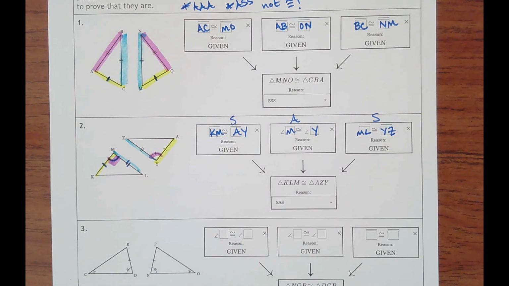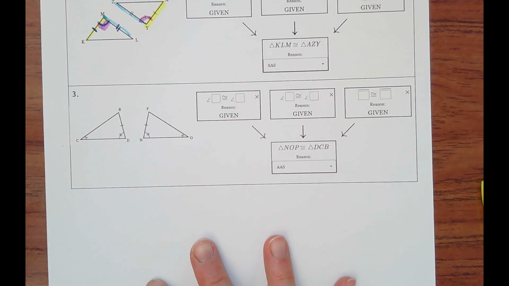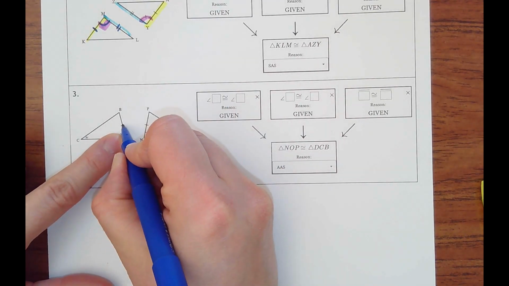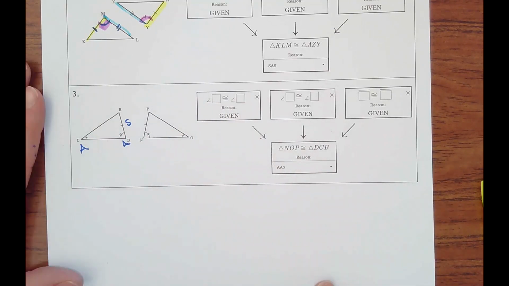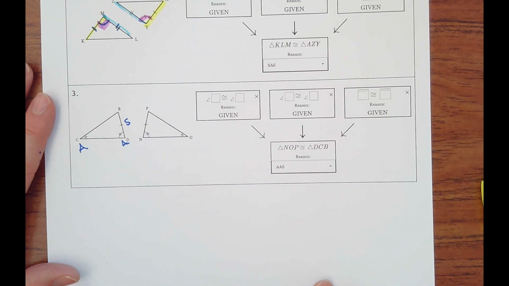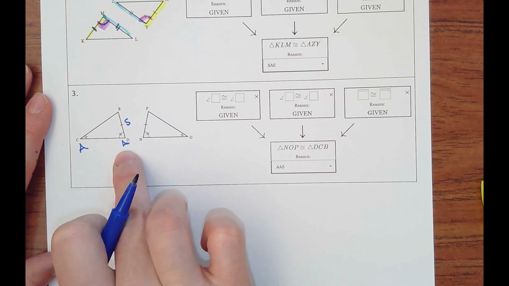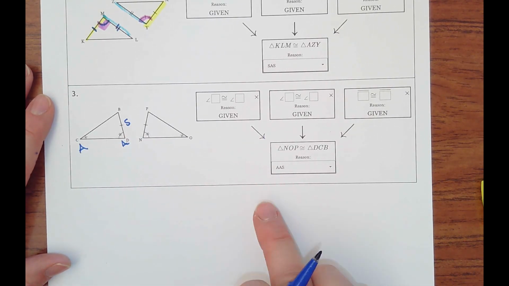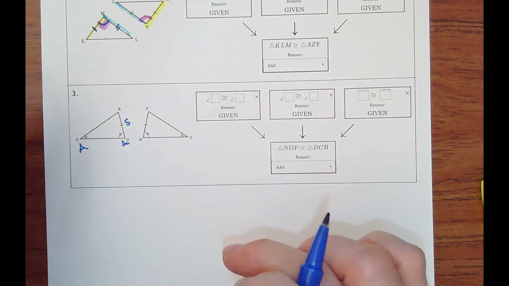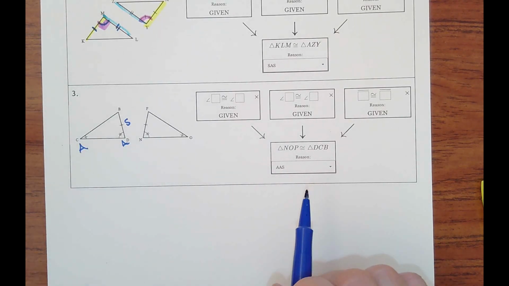Okay. And the last one, I read it how I see it occurring in the picture. I would say side, angle, angle. Okay, that's not how they call it. They're going to call it angle, angle, side. So basically 2 angles and a side that's not included between the angles. It's not here. So yes, they are congruent triangles.